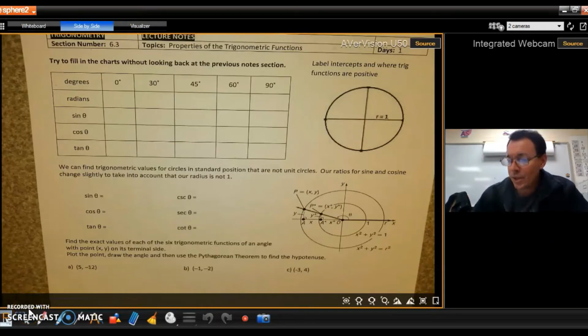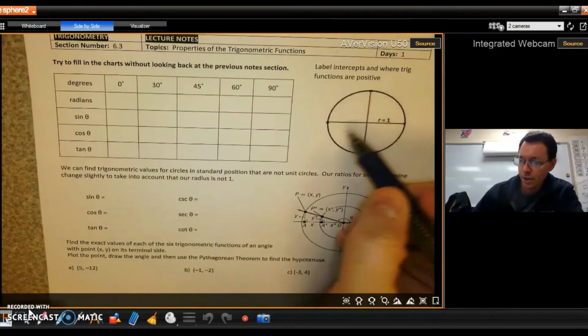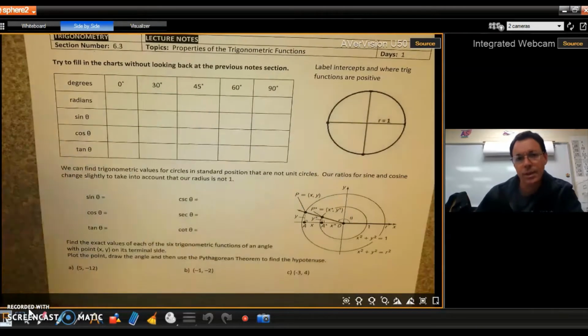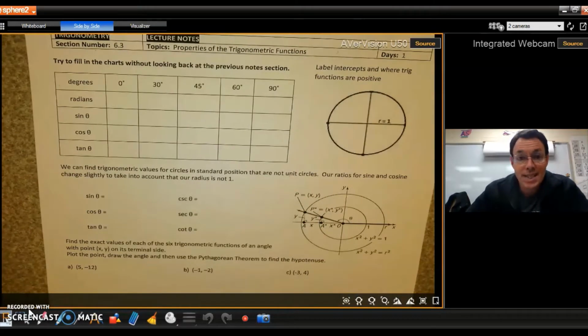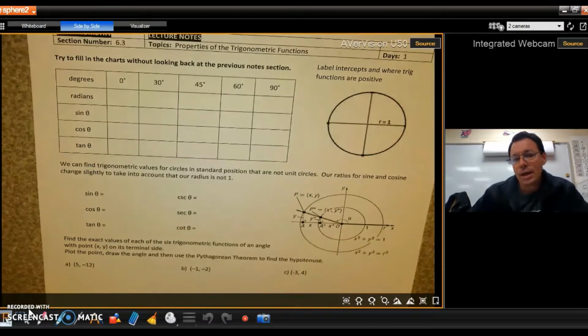Hi! Today we're going to look at some properties of trig functions. At the very top of your notes, you're going to see a blank chart, and you're also going to see a unit circle over here. When we take a test, that's what I'm going to give you. I'm going to give you a blank chart and this little circle, and you are going to have to be able to fill it in.